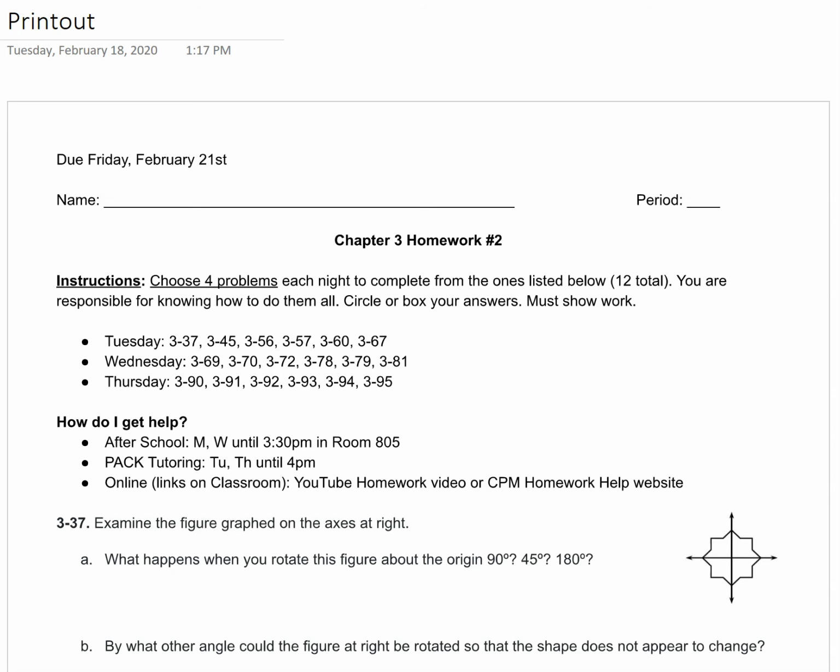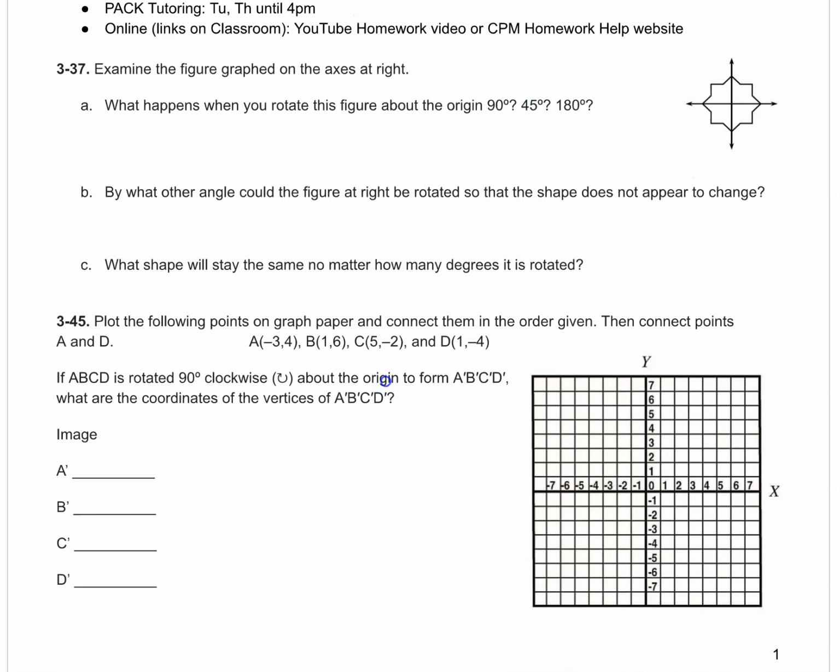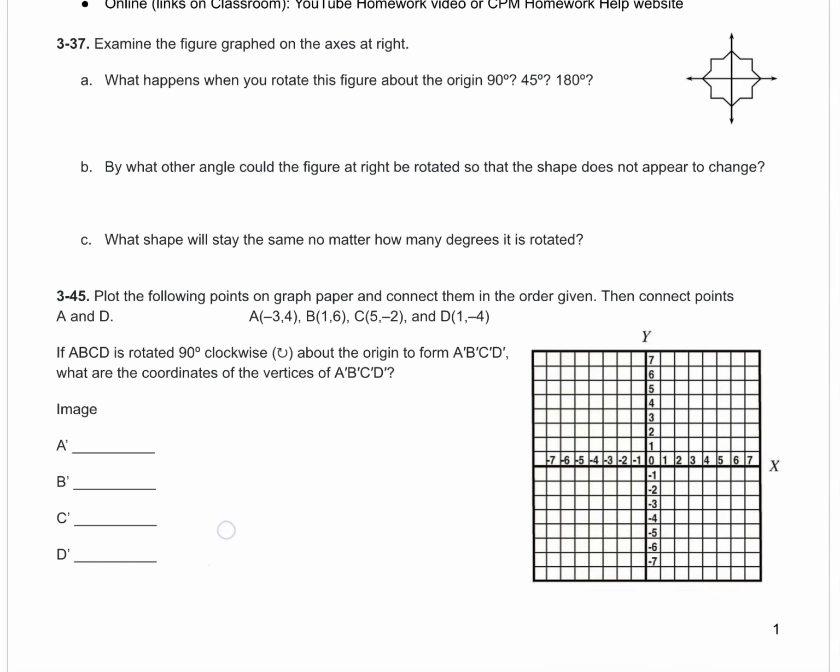All right, this is chapter 3, homework number 2. Let's start with 3-37. Examine the figure graphed on the right, over here on these axes. What happens when you rotate this figure about the origin 90 degrees? Okay, so if we spin it 90 degrees, this little tip comes over to here. This one goes to here.